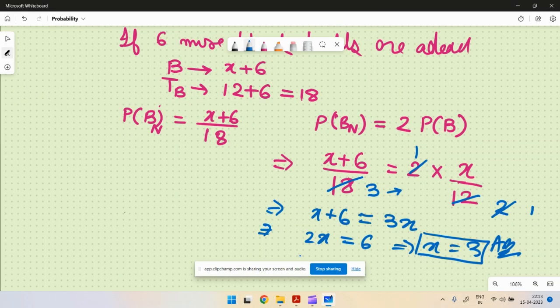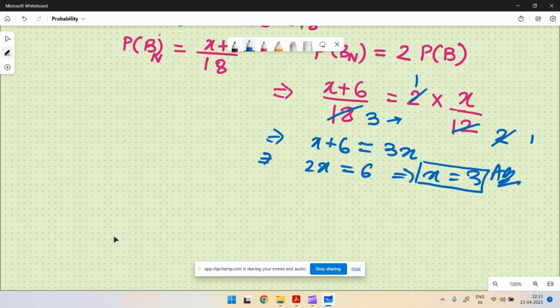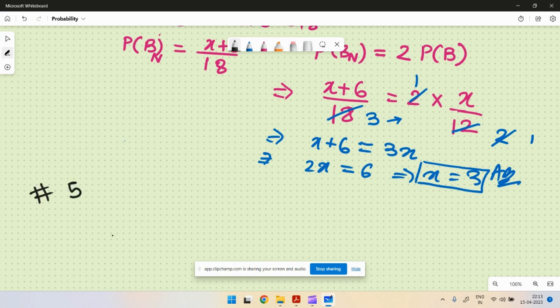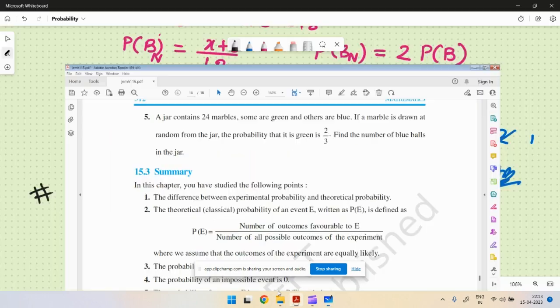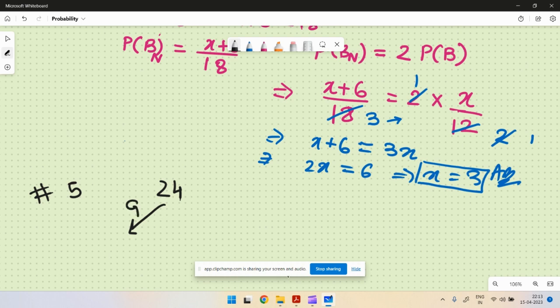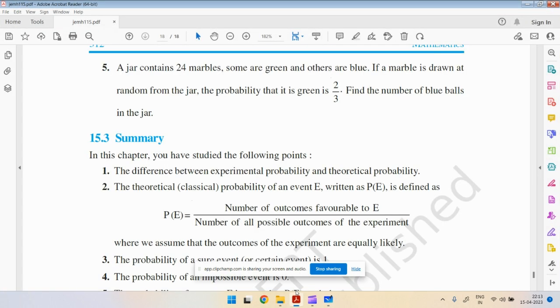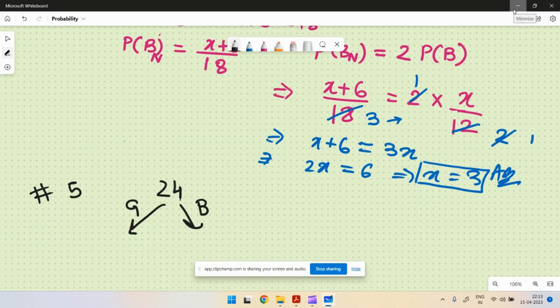Question number 5. Twenty-four marbles. Some are green, some are blue. If a marble is drawn at random, the probability of it being green is given. We need to find the number of blue balls. So it is asking for blue balls. Let the number of blue balls be x.